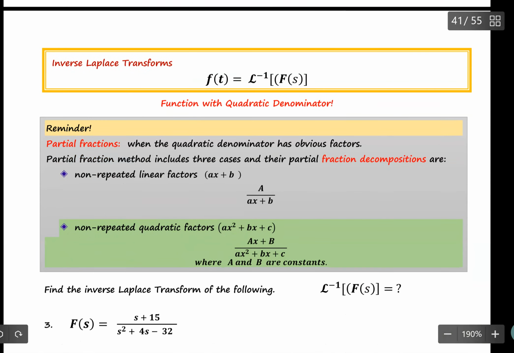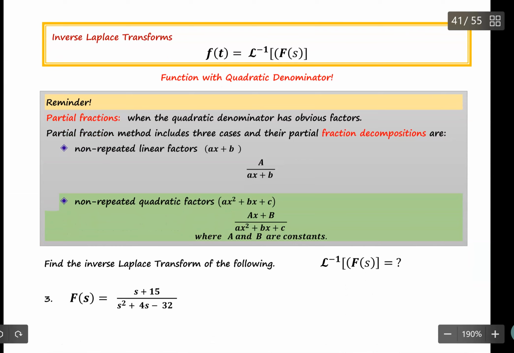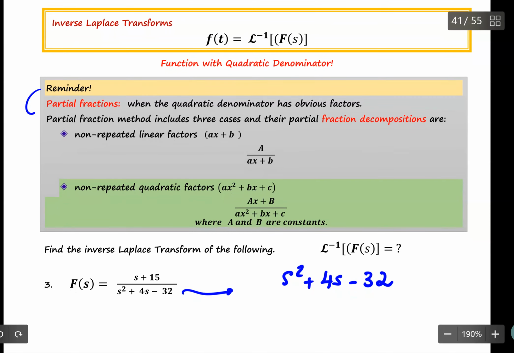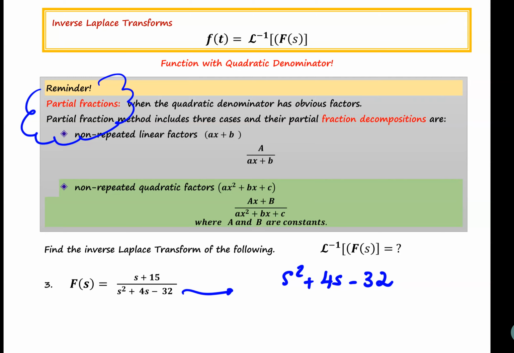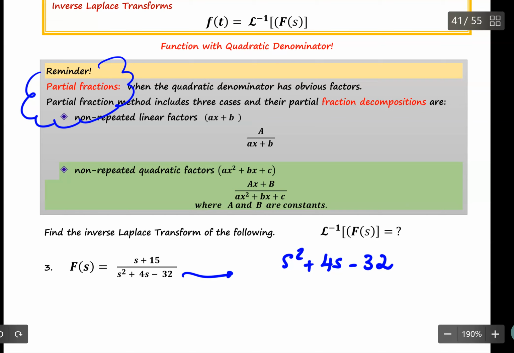The next question I have in this lesson is also a quadratic denominators. So in this case, I have s squared plus 4s subtract 32. Okay, so again, we need to remind ourselves that do we have to use partial fraction method here? Okay, yes we do, because this s squared plus 4s subtract 32 is a quadratic and it has obvious factors. How do we find that out?